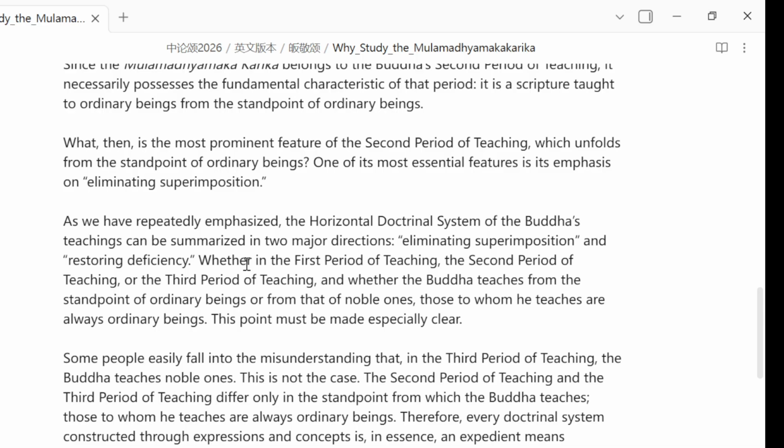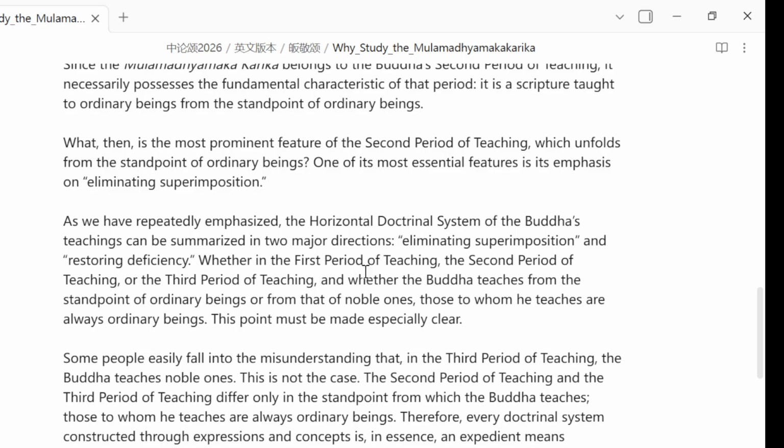As we have repeatedly emphasized, the horizontal doctrinal system of the Buddha's teaching can be summarized in two major directions: eliminating superimposition and restoring definiteness.